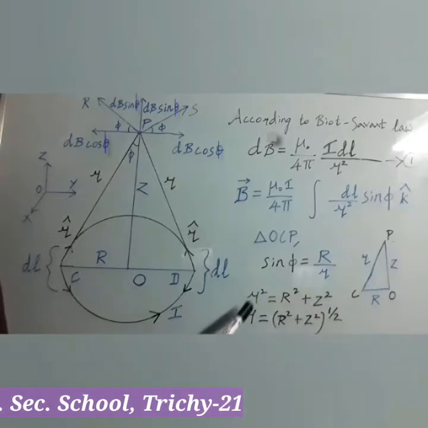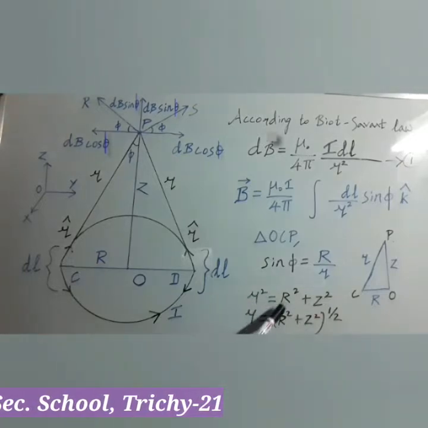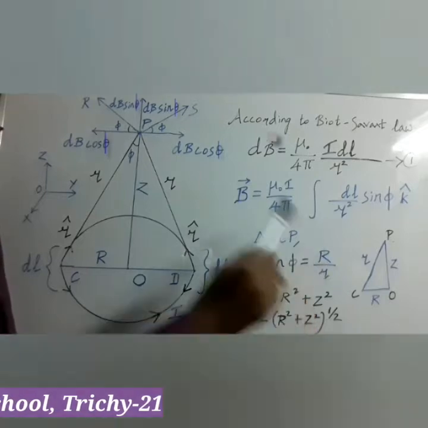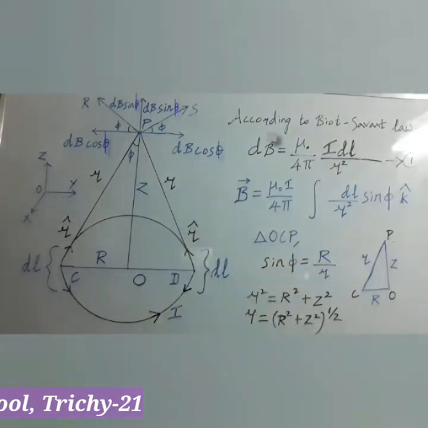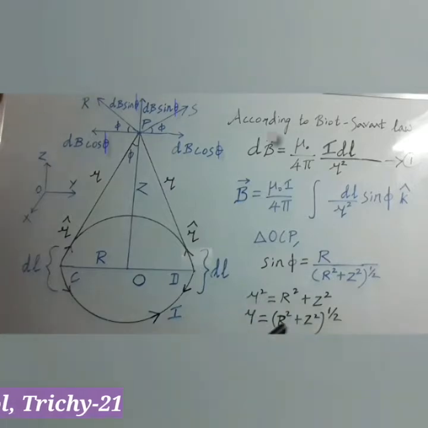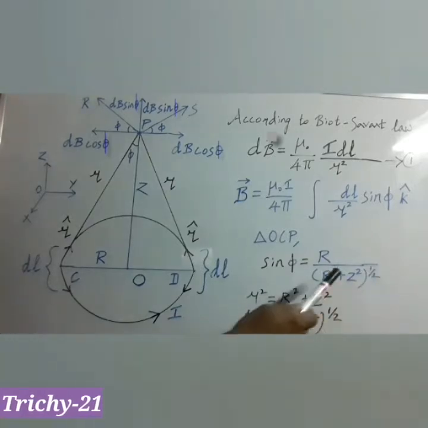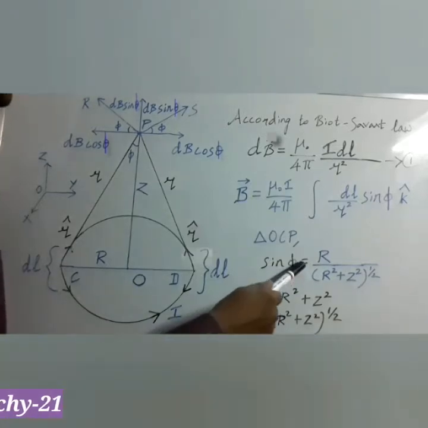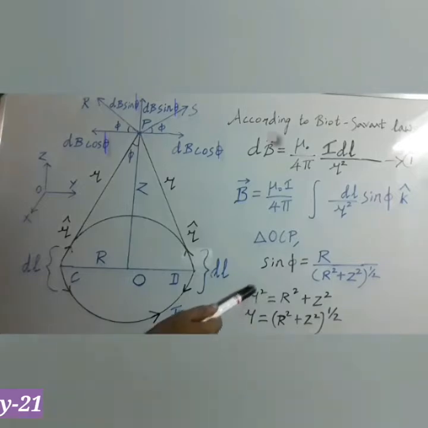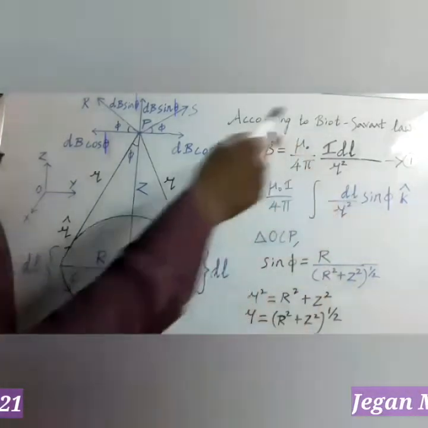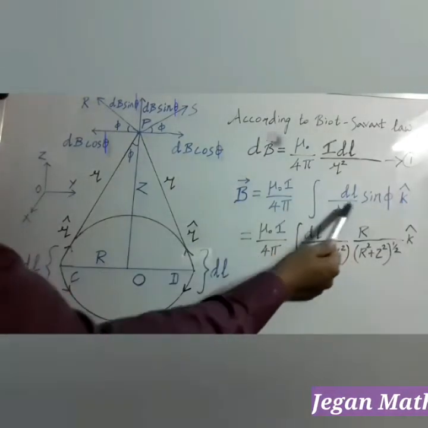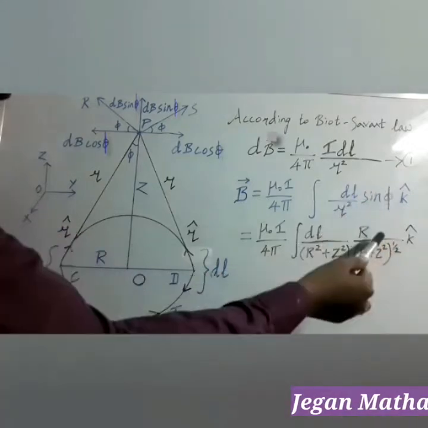From there you can find the value of small r, which is equal to (R square plus Z square) power 1 by 2. Instead of square root, I have written 1 by 2. That value can be substituted in the expression. So here I have substituted the small r value in the denominator. Here we have two values: one is the sin phi value and the other is the r square value. Both values can be substituted in the expression of the magnetic field. Here I have substituted the value of r square and sin phi in the expression.